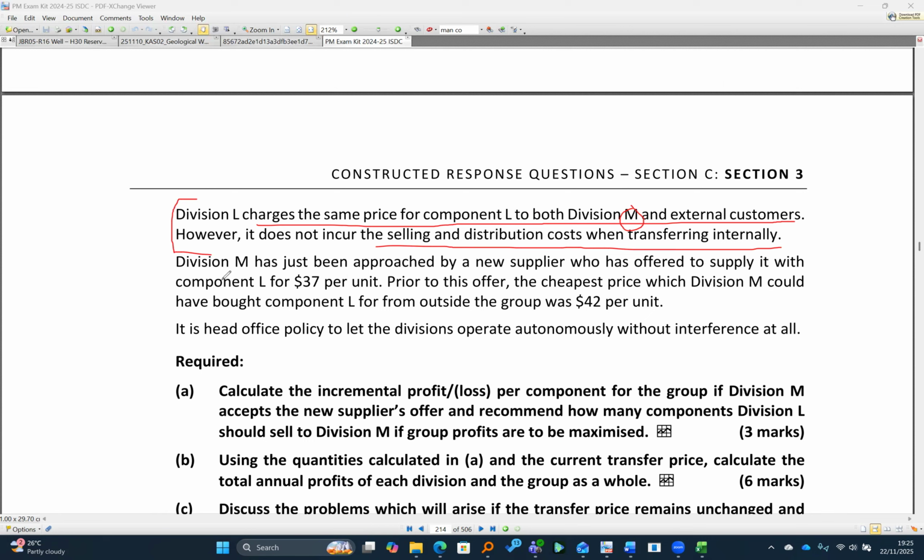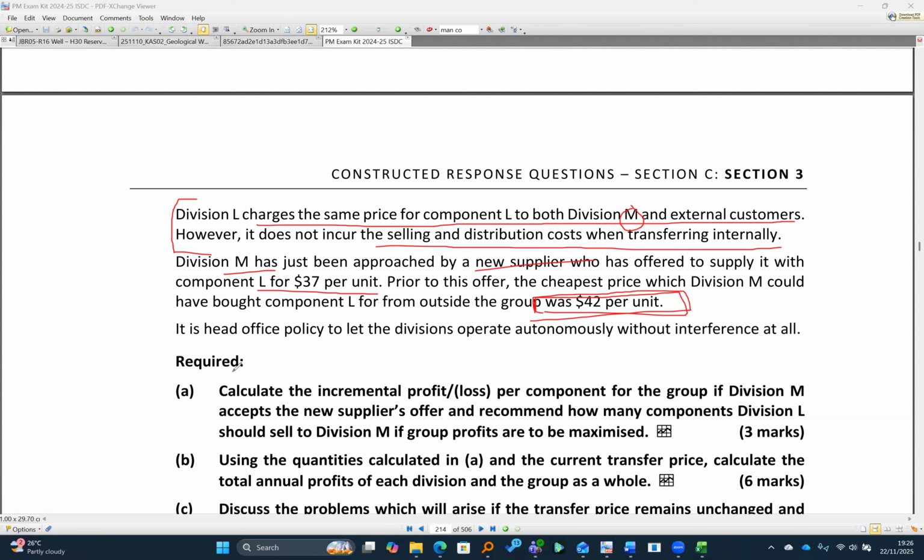Then now there has been another company, a new supplier, who has approached Division M and is trying to supply it with component L for 37 per unit. Before this, the cheapest price which Division M could have bought component L would have been 42 per unit. So we shall have to compare how much they would be willing to pay for it and whether they should be buying from the organization, from the division itself.